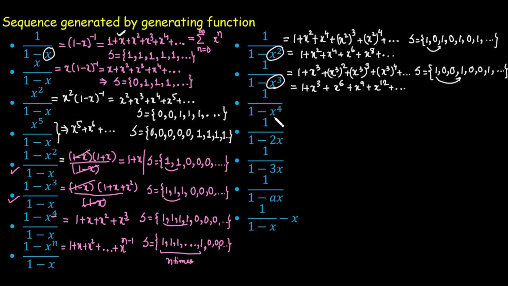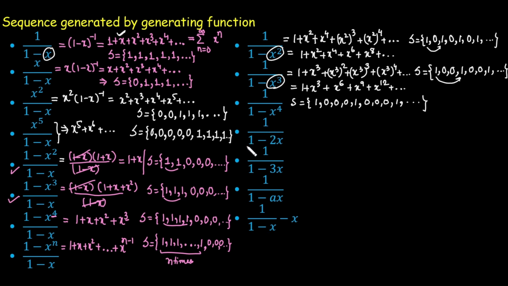And if I write x raised to power 4, it means it will generate the sequence of the form: first term is there, constant. Then after 4 steps we will get 1. So 3 zeros and then 1. Again 3 zeros, then 1. We will get this type of sequence from here.